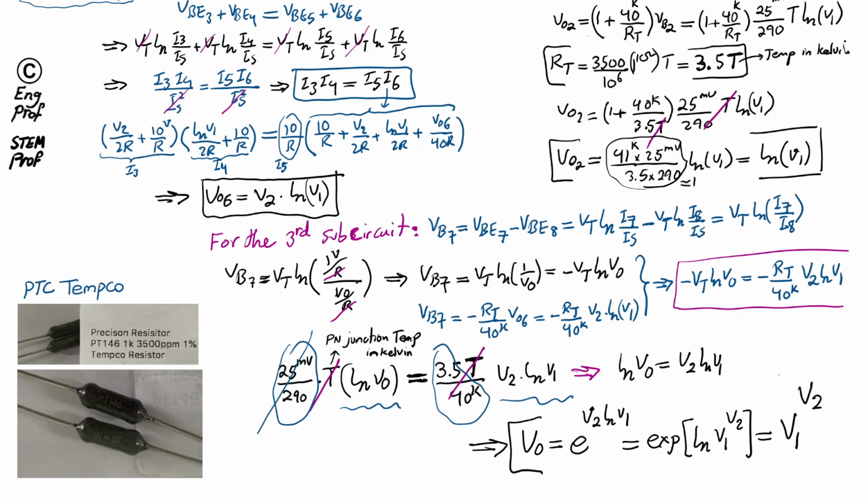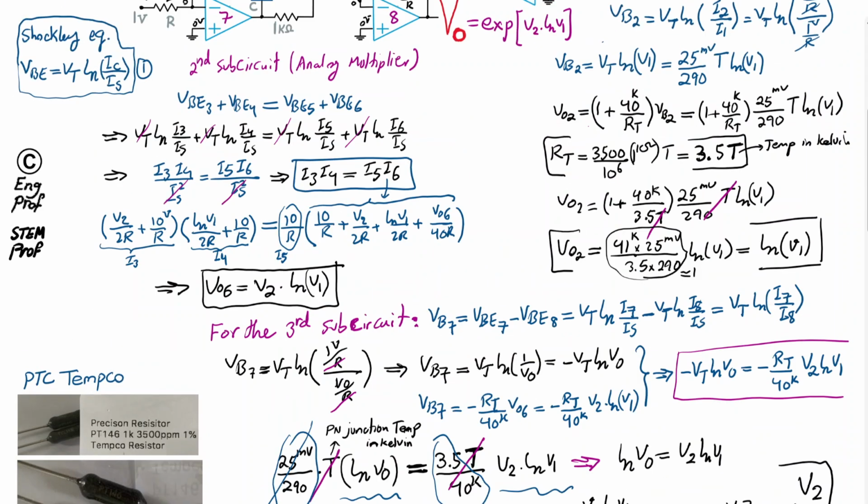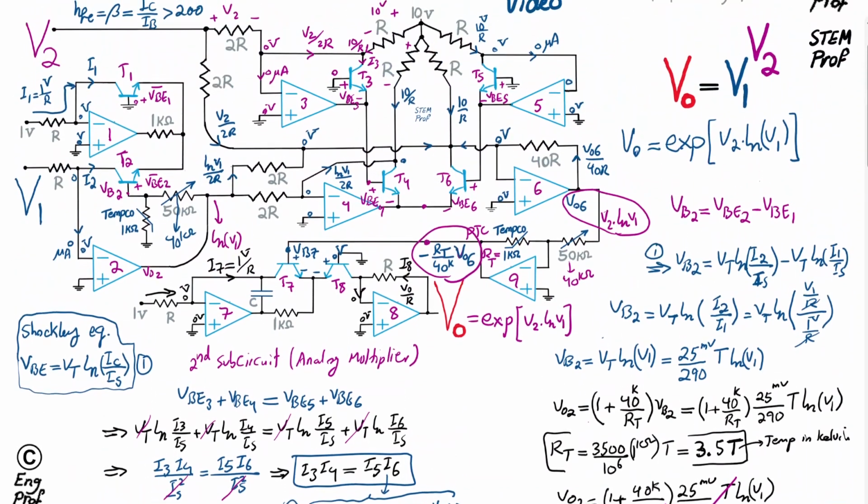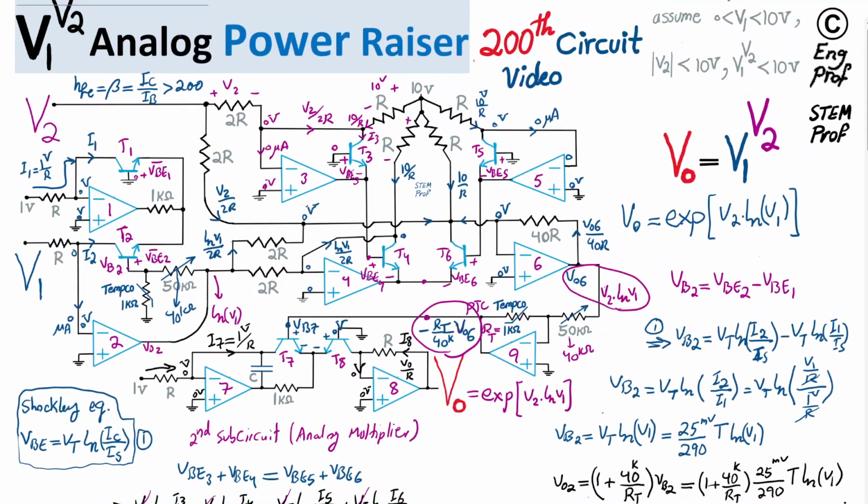equal to V1 to the power V2, with the assumptions that I presented at the beginning of the circuit, meaning that we should assume these three simple practical assumptions about V1 and V2. And then at the output of the third subcircuit, we exactly get what was promised, which is V out is exp of V2 ln V1, or basically just V out is signal V1 raised to the power signal V2.